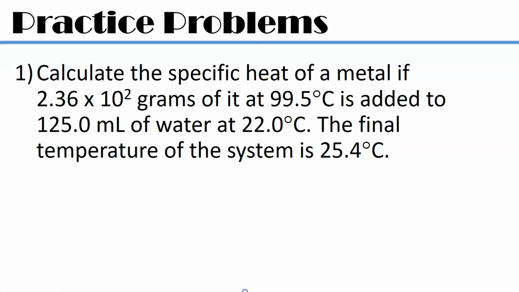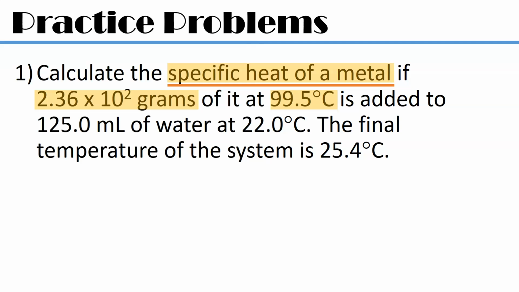So calculate the specific heat of a metal. That's what I'm solving for. I'm going to underline the thing I'm looking for. And it's for the metal, so I'm going to color code that yellow. I have 2.36 times 10 to the 2 grams of that metal. And it's at 99.5. So I have a bunch of values for this piece of metal.